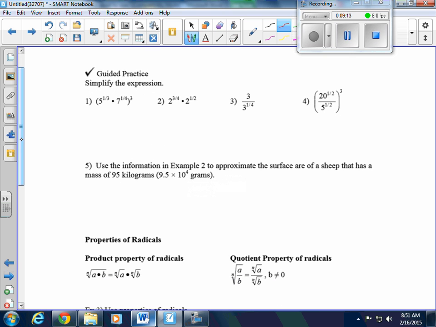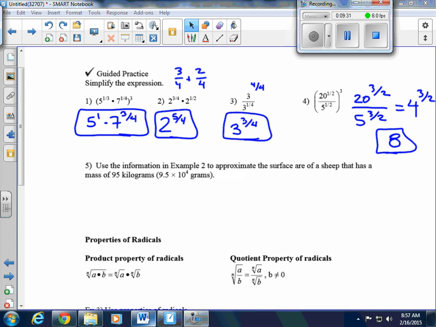So here are 4 guided practice questions for you to go ahead and simplify the answer. So go ahead and do questions 1 through 4. You can pause the video and then hit play when you are ready to resume. And here are the answers for the guided practice questions 1, 2, 3, and 4. Notice in number 4, we ended up with 4 to the 3/2. Well, we know that the square root of 4 is 2, and then 2 cubed is 8, so we can simplify that one down to a nice number.